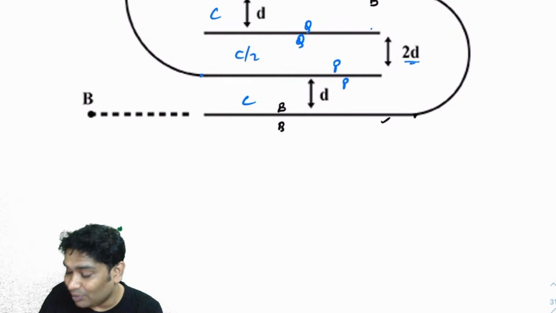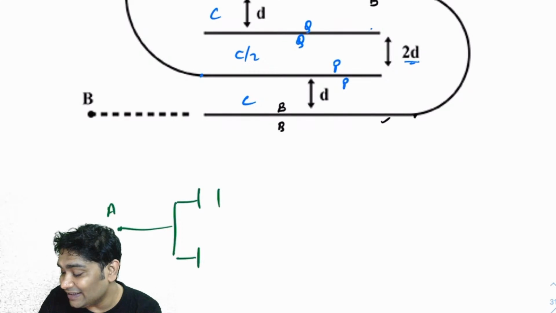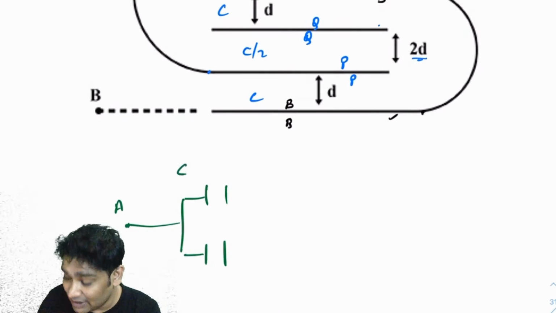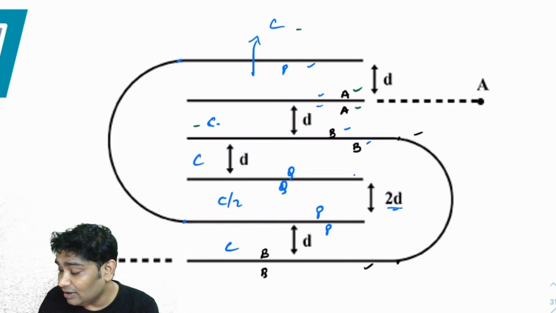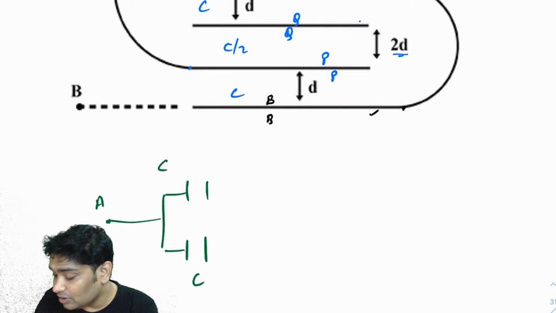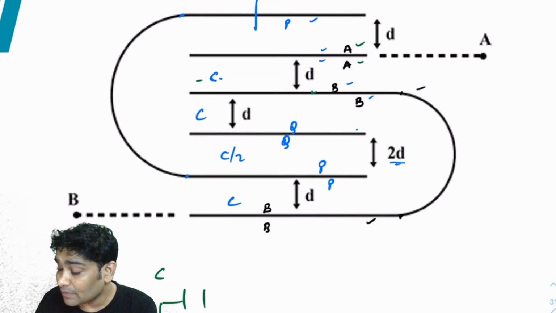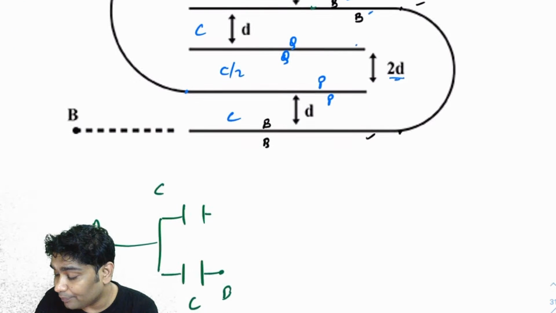So I'll start from A. I will join two capacitors of C each. So this is C, this is C. Now this end of the capacitor would be B, so let's write this as B. How about this end? This end is connected to P. Alright, so this is P.